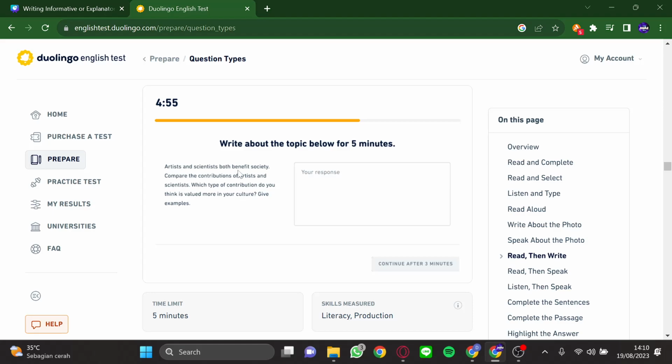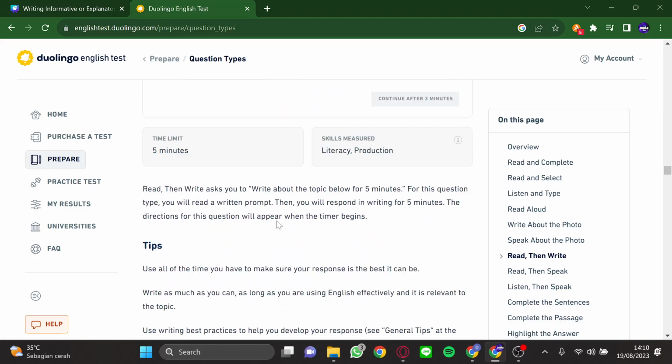For example, artists and scientists both benefit society. Compare the contributions of artists and scientists. Which type of contribution do you think is valued more in your culture? Give examples. There are no right and wrong answers. There are only answers that are logical and answers that are not logical because they have no connection to the prompt itself. So I suggest you practice your storytelling skills, practice with your friends, practice just writing random things based on your observation and so on. So yeah.